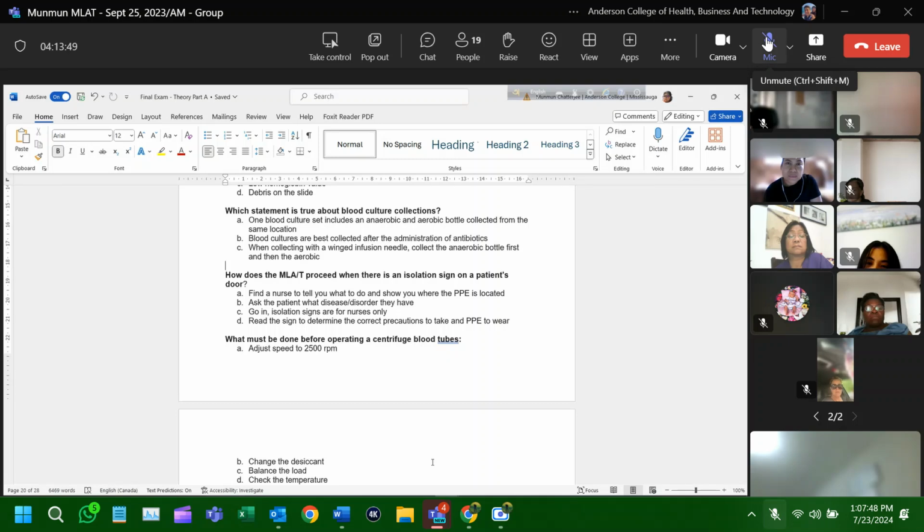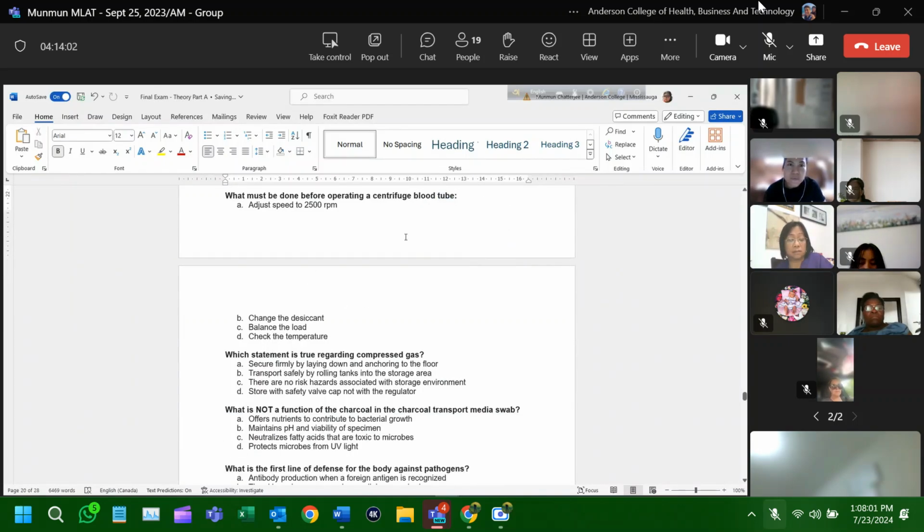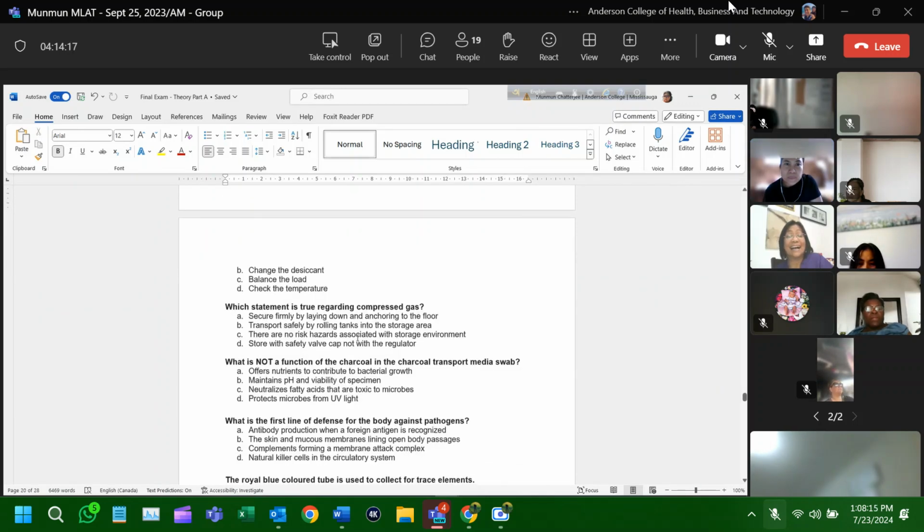How does the MLT proceed when there is an isolation sign on a patient's door? Letter D. Okay. What must be done before operating a centrifuge blood tube? Balance the load. C, yes, balance the load. Please and thank you. Don't break the centrifuge in the final exam.